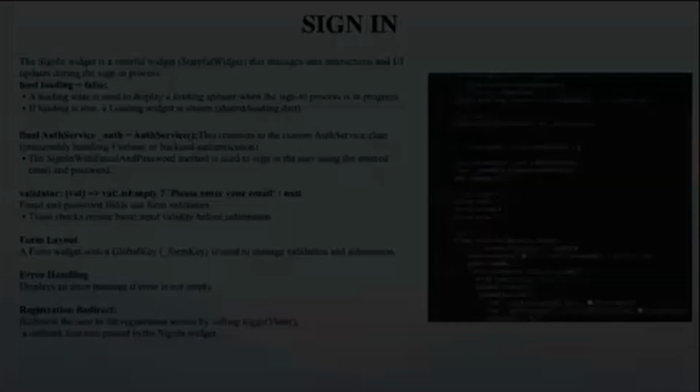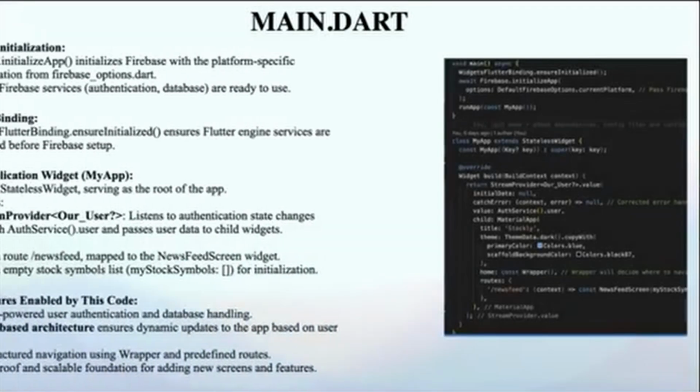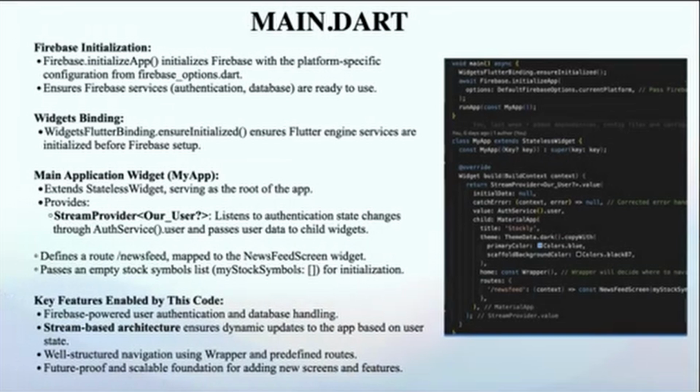Now the next one is main.dart. So in the main file, we start by initializing Firebase. This uses platform specific configuration from firebase_options.dart. We also ensure Firebase services like authentication and database are ready to use. Then we have widgets Flutter binding, which ensures Flutter engine services are initialized before setting up Firebase.